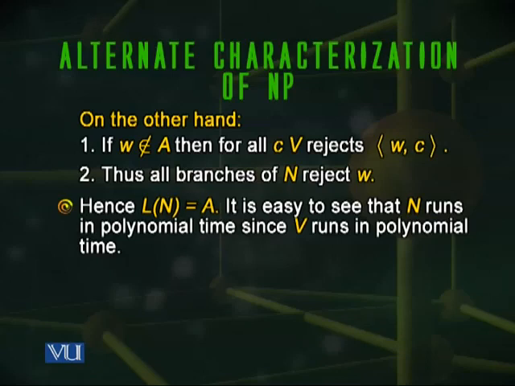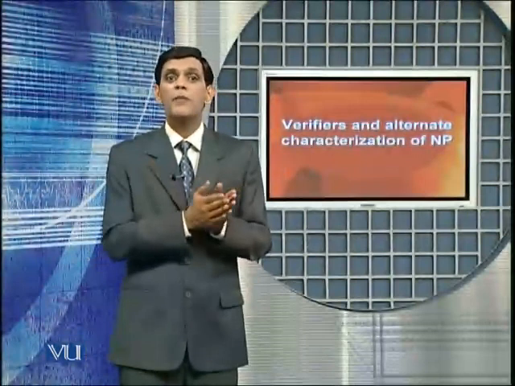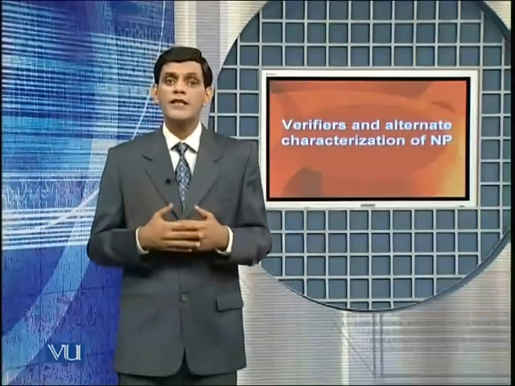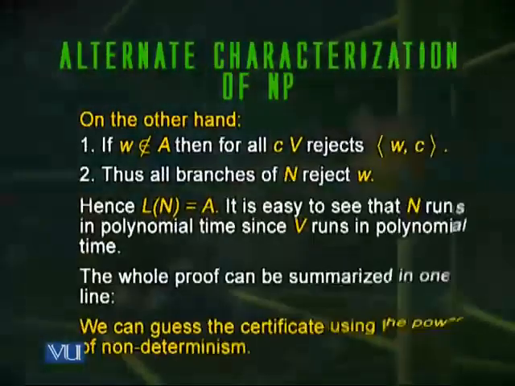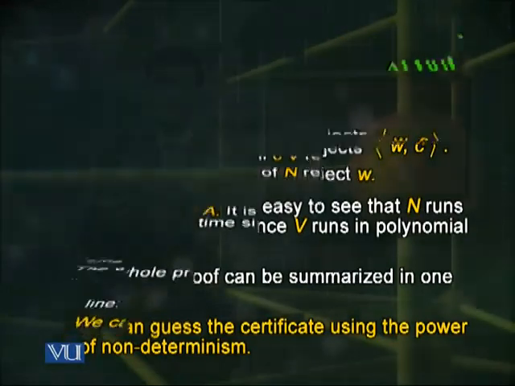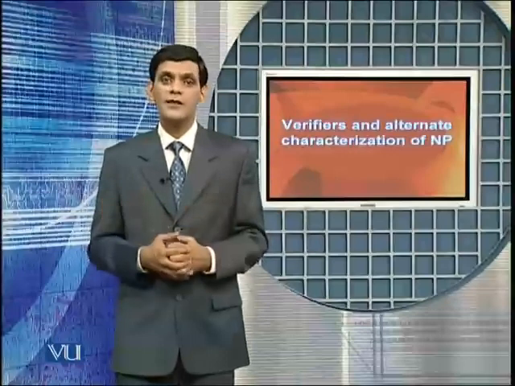This whole proof that we have done, the whole proof that if A has a polynomial time verification algorithm, then A is accepted by some non-deterministic Turing machine in polynomial time, and therefore it is in NP, can be summarized in one line. What we can simply say and remember is that we can guess the certificate by using the power of non-determinism and verify it. And this gives us a non-deterministic Turing machine which runs in non-deterministic polynomial time.